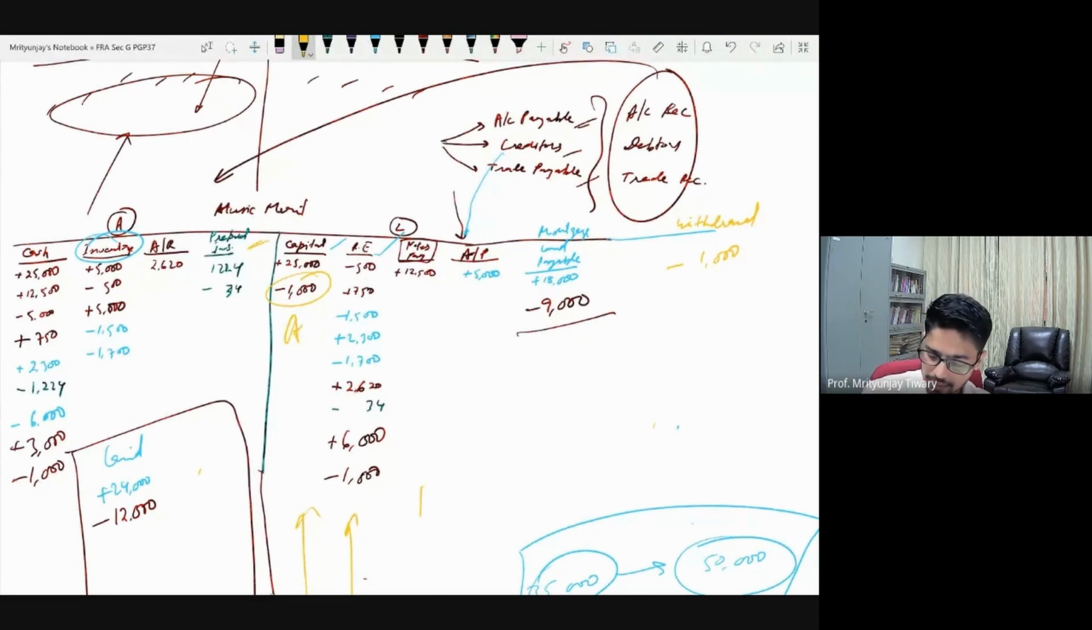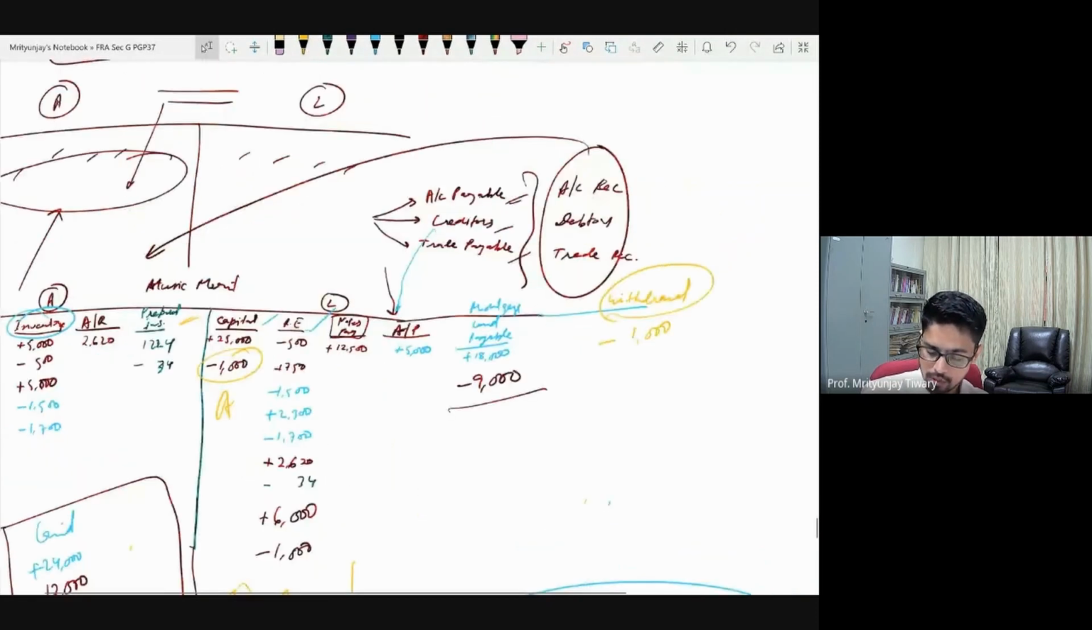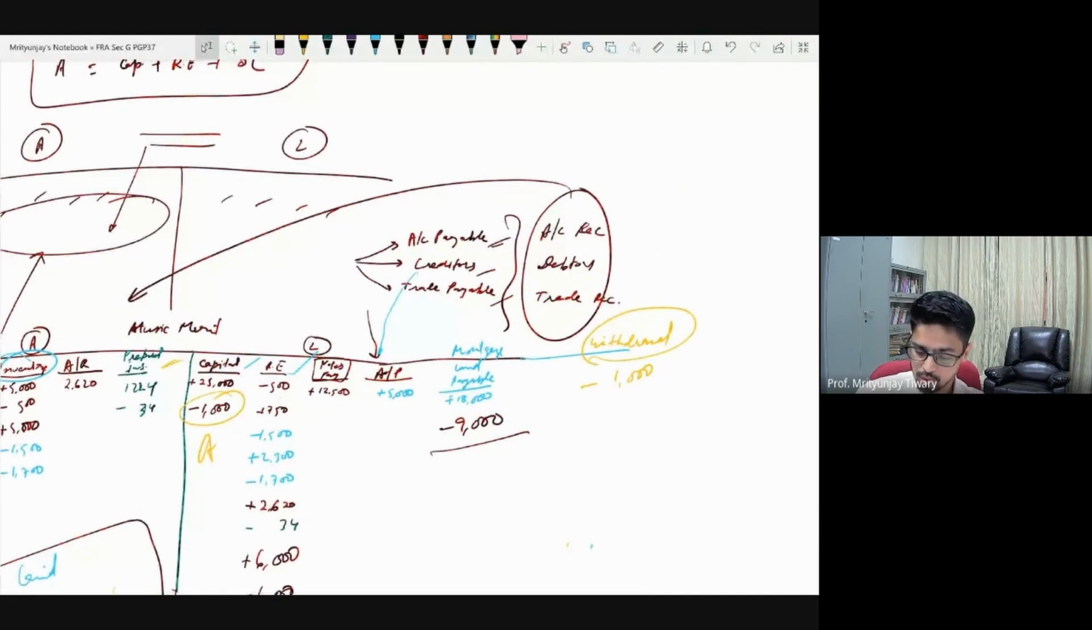We have a specific name for this withdrawals. When the owner withdraws some resources, we have a specific name for this heading. It is called drawings. Not that Mamta Banerjee drawing or Majnubai drawing. This one is withdrawals from the business. So it represents that owners have taken resources out of the business.